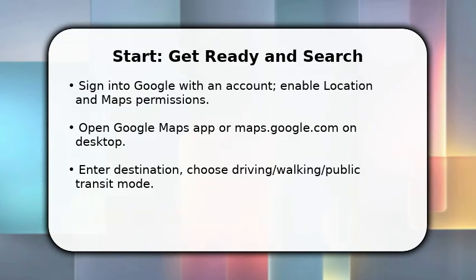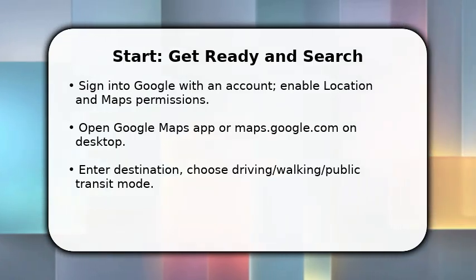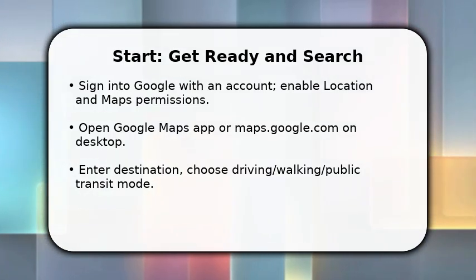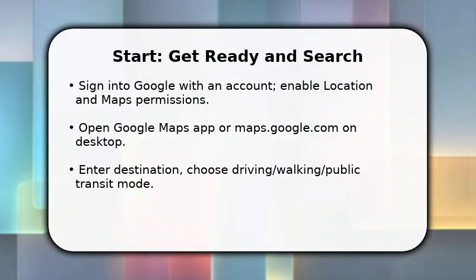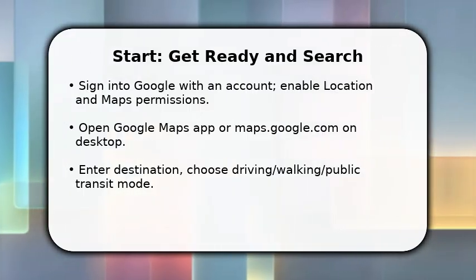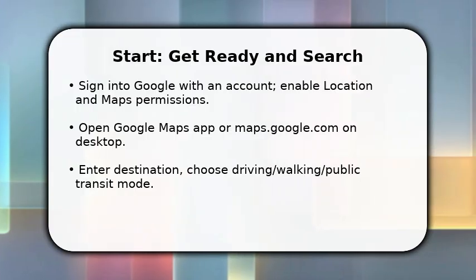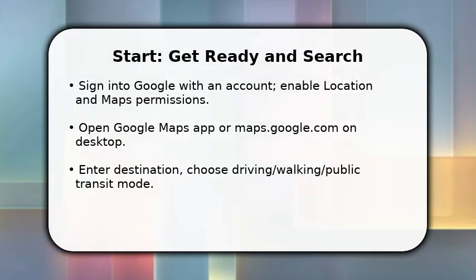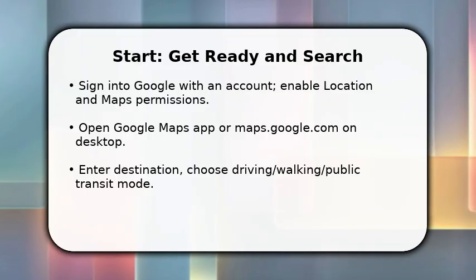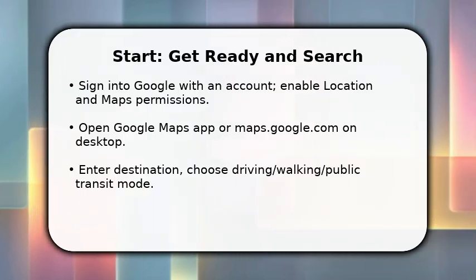You'll start by making sure your device has location and maps permissions turned on. That gives accurate position data. Next, open Google Maps, app on mobile or browser on desktop, and sign into your Google account if you want saved places. Now type the destination into the search bar and tap the result to preview.